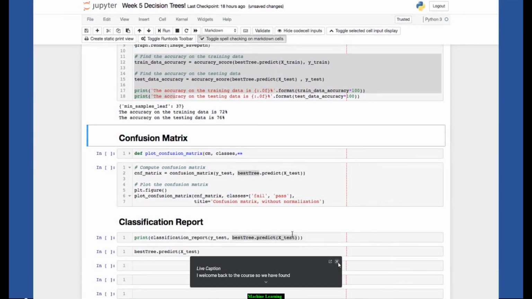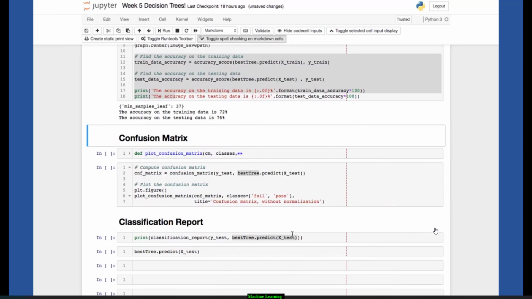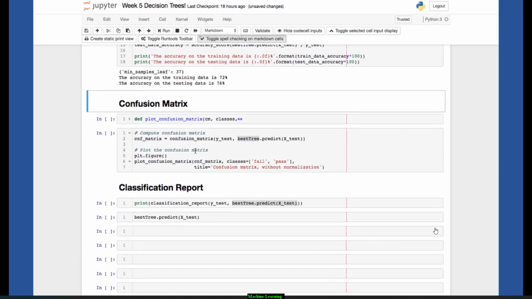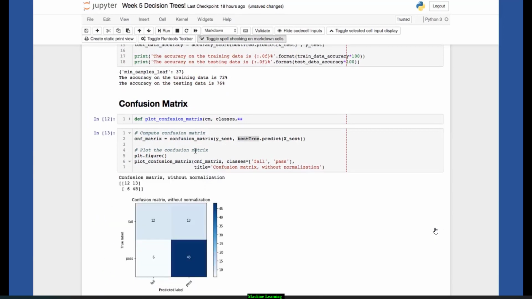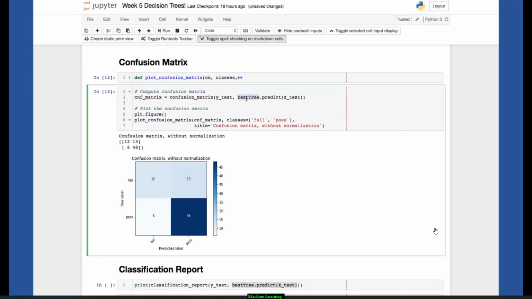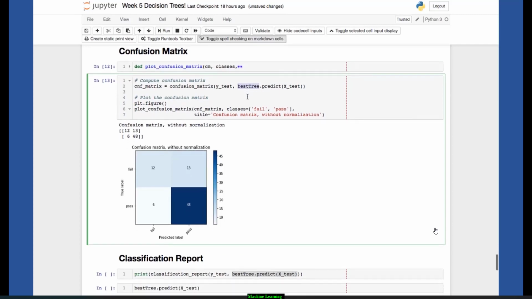So we have found our best model. We fit the minimum samples leaf attribute using cross-validation, and we tested on the test set. Now let's look at the confusion matrix also on the test set. I'm using the exact same code we used from the logistic regression week, and the only difference is I'm, of course, using the decision tree model.